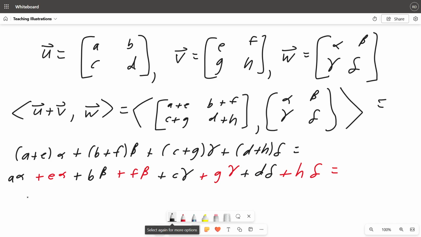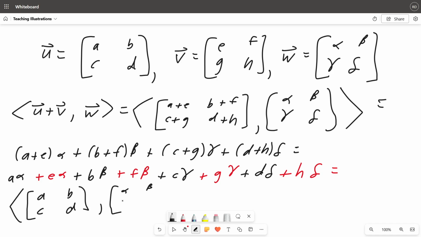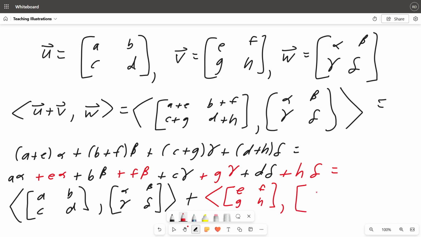And then the black ones, that is the same as (A, B, C, D), comma, (alpha, beta, gamma, delta), plus (E, F, G, H), comma, (alpha, beta, gamma, delta). Which is exactly what we wanted. It's (U, W) plus (V, W).